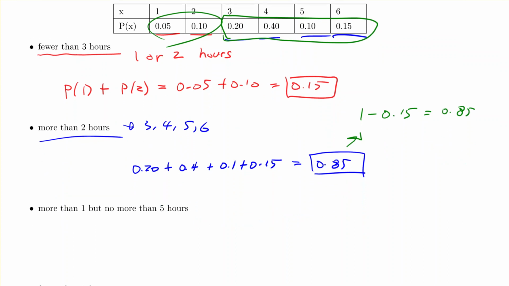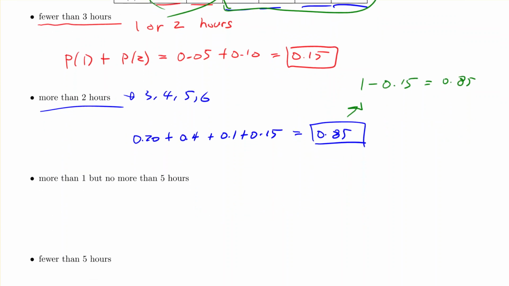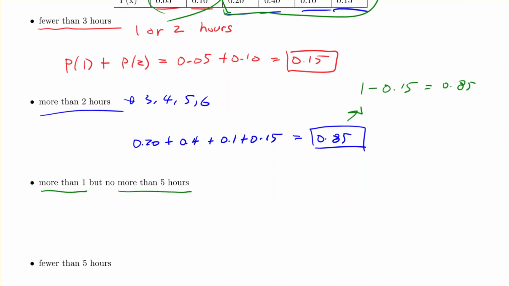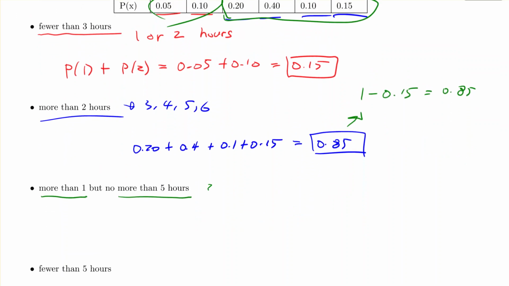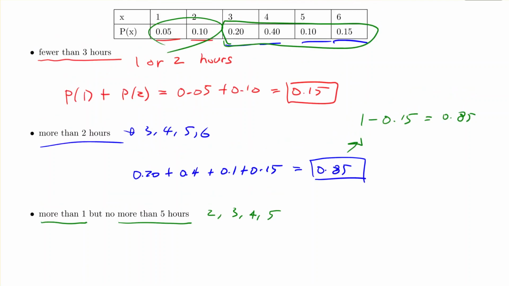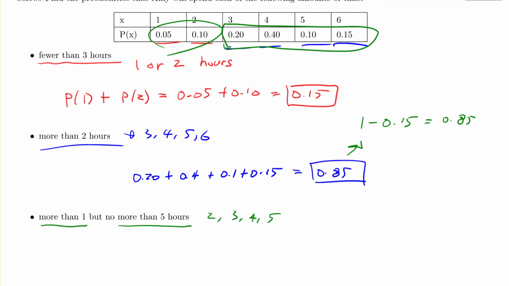And we do have to pay attention to the wording. More than 1, but no more than 5 hours. Right? So more than 1 means 2, 3, 4, no more than 5, so 5 is included. So we're adding, let me use red, these 4 numbers. So we add all of them, and let me write that, and we get 0.8.